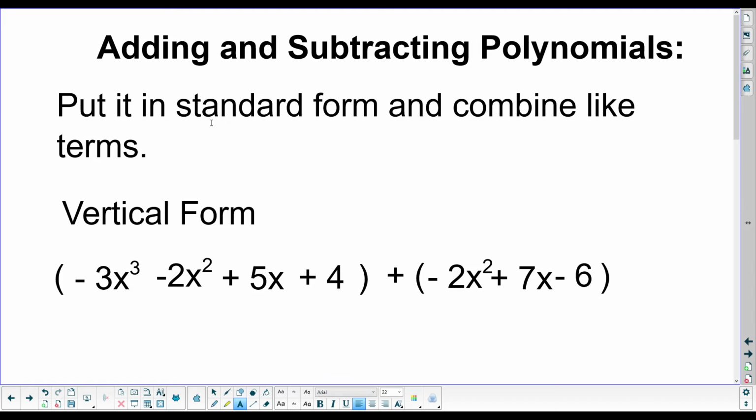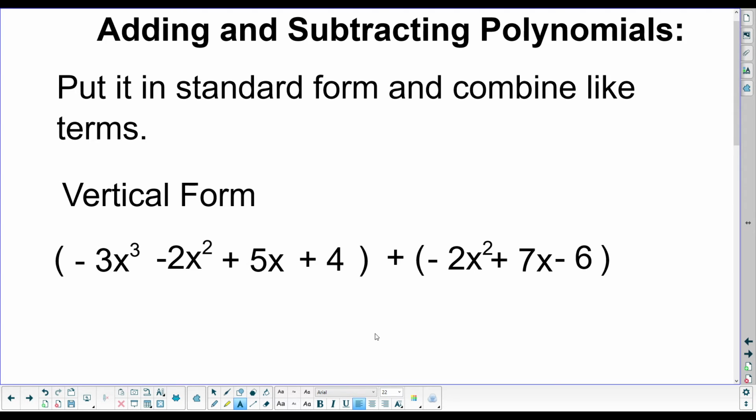Okay, so we talk about adding and subtracting polynomials. The first thing we want to do when we add or subtract polynomials is put them in standard form. Here we're being asked to add 2 polynomials together. I know I'm adding them together because there's a plus sign here. So if I want to add these together, all I want to do is combine my like terms. I want to make sure that they're in standard form when I write out my answer, but mostly I'm just going to put them in standard form and combine my like terms.